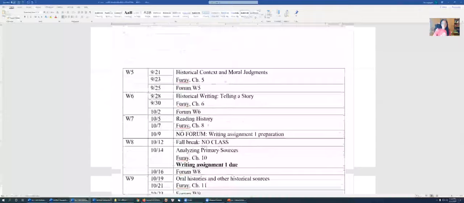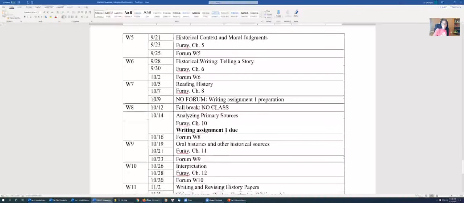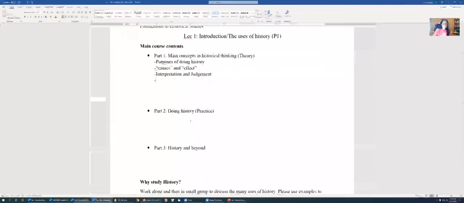And then another main concept in history, you can see, it's also about the sources.